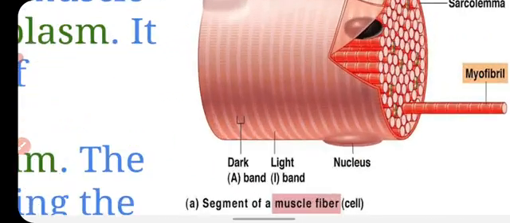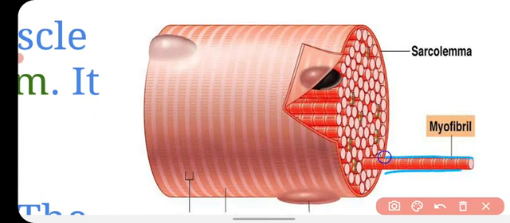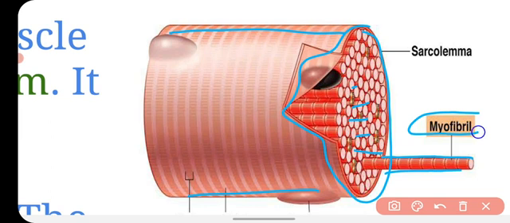Now the cell of the muscles has very microscopic, minute fiber-like structures. Each muscle fiber contains so many fibers inside it. Those fibers are called myofibrils, and these myofibrils are made up of contractile protein.